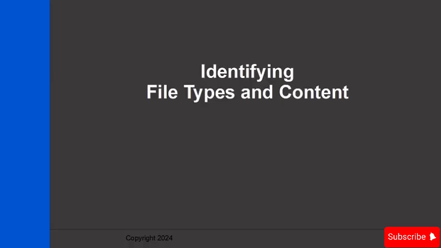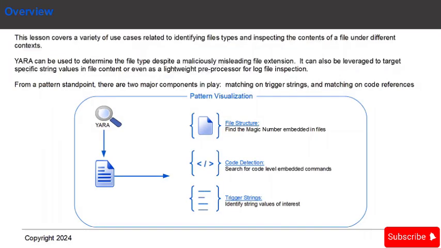This portion of the course is going to be dedicated to learning how we can use YARA to identify file types and inspect the content of files. This lesson covers a variety of different situations and use cases, and it's presented cookbook style, same as the rest of the sections in this course, and we're going to focus on how we can use YARA to identify the type of file that we're inspecting and also look at the content. And this would obviously be done under a different context.